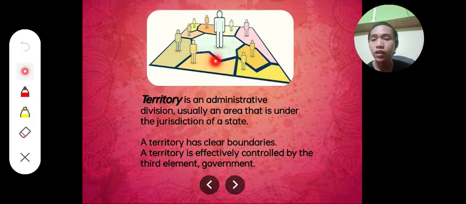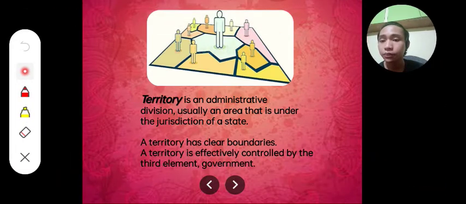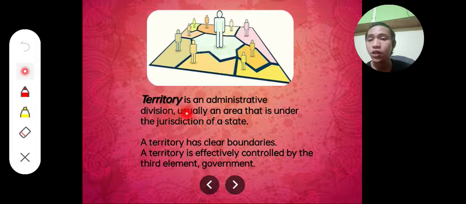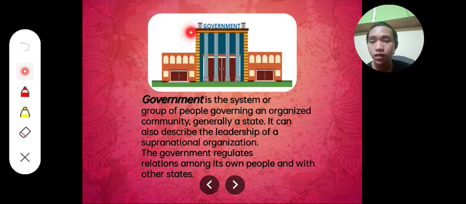Next is the territory. As you can see, this big image is a territory and it is divided into different states. It is an administrative division, usually an area under the jurisdiction of a state, because certain places follow rules and regulations to maintain peace. And in terms of tactical economics, a territory has clear boundaries. A territory is effectively controlled by the third element, and that is government. This territory is provided good governance by the government.